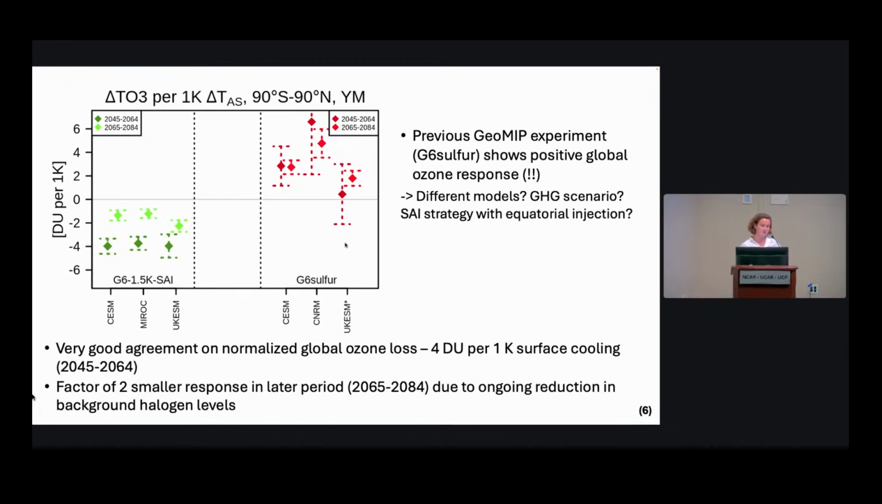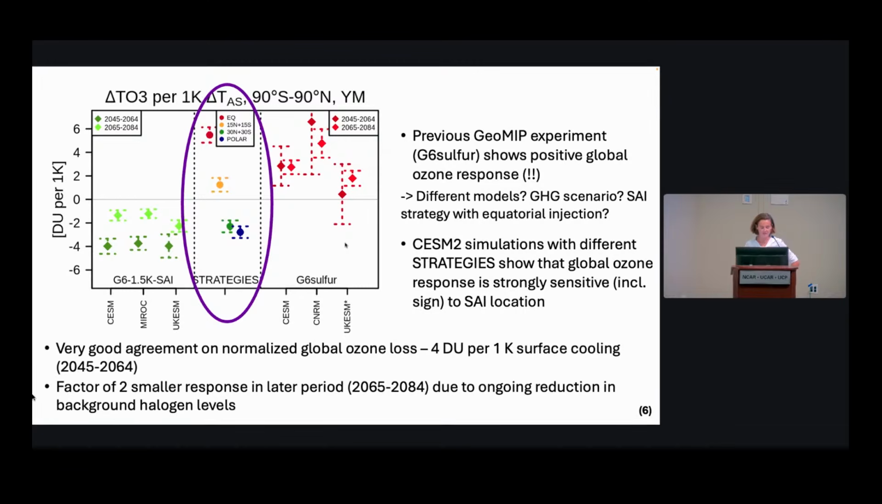So G6 sulfur injected SO2 at the equator, and G6 1.5K injected at 30 degrees north and south. So the answer here is that it's primarily the latter. It's the location of SAI injection that matters for ozone.